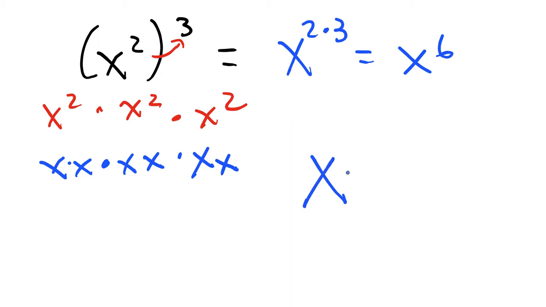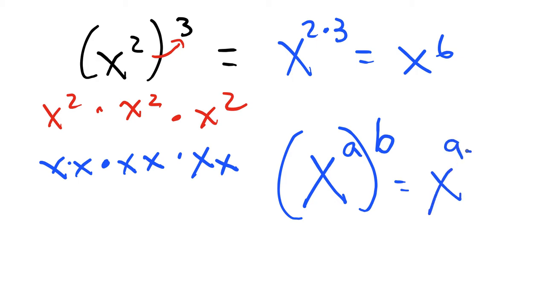So when you have the same base, x to the something, to an exponent, an exponent to an exponent, the rule is we multiply a times b. And that's because that's what's happening there.